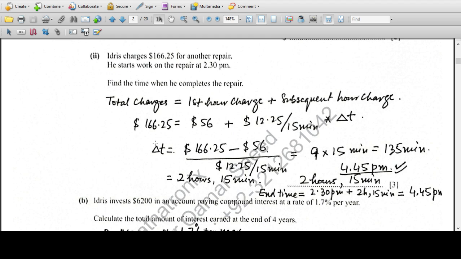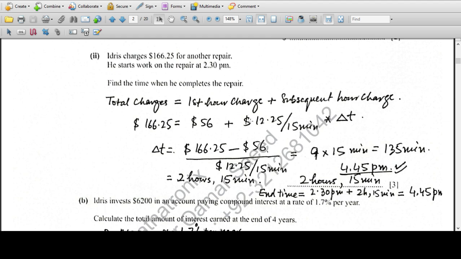So for the time he completes the repair, the first hour should also be added. This is not 2 but 3, because the first hour charge is also included, which is missing here. So this becomes 3 hours and 15 minutes. He starts at 2:30, so he will complete it by 5:45, because 1 hour is added here because of this 56.